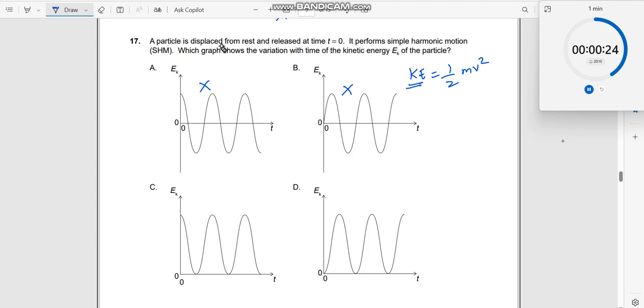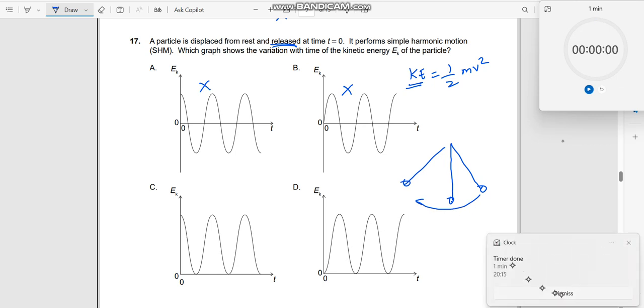Now what does it say? Is displaced from rest and released at time t equal to 0. Let us consider a particle like this, a pendulum like this. So when you say it is displaced and released at time t equal to 0, released, what do you mean? If you release it here, what will happen? The particle will not go anywhere. But if you release it over here, then the particle will start swinging like this. Either you can release it here or you can release it over here.